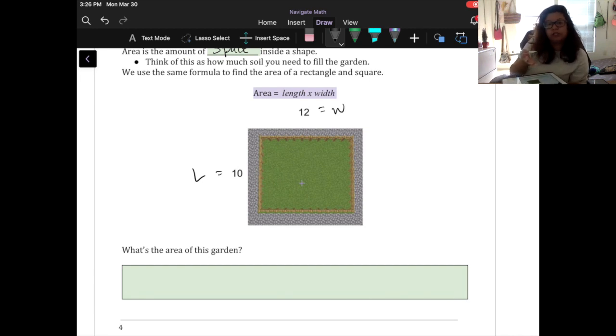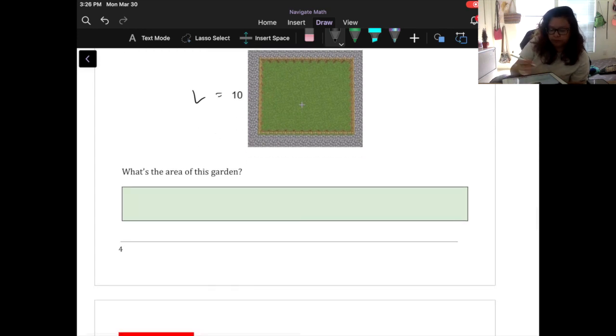And this is the part that you need to type into your document. I would wait till you watch the video first and then type it in. So area equals length times width. Our length is 10 and our width is 12. So 10 times 12 is 120 units squared.